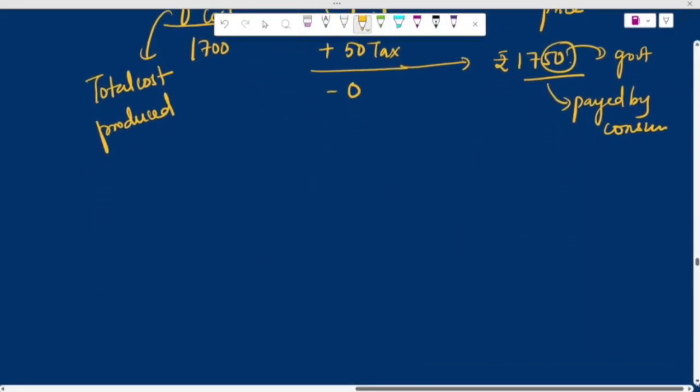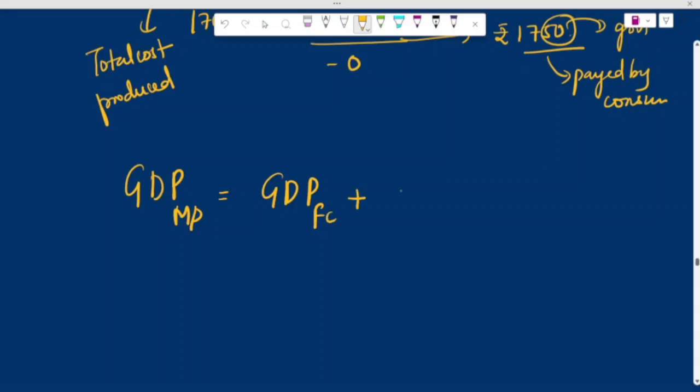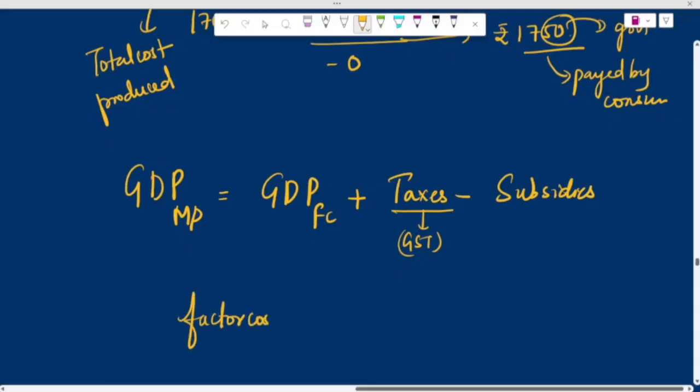So whenever I speak of GDP, GDP at market price equals GDP at factor cost plus taxes minus subsidies. Here taxes are nothing but indirect taxes, nothing but GST. For example, GST will be there 18%. Fine. So factor cost minus subsidies plus taxes equal to market price. But this is not the true factor cost.